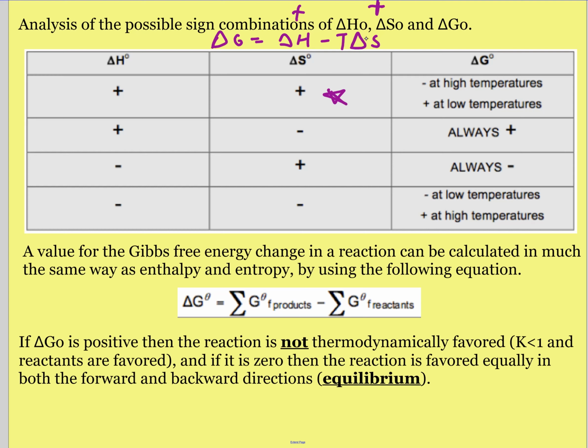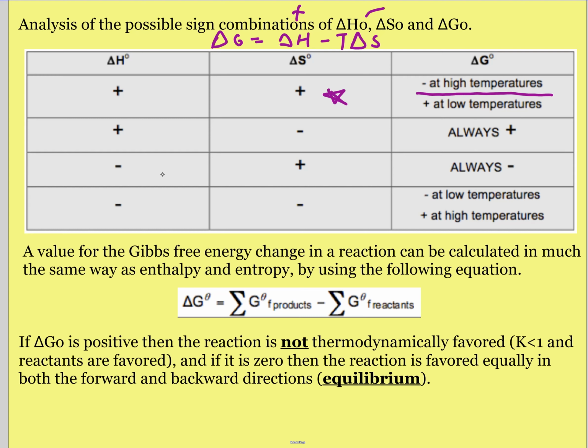If delta S is positive, then we need a big number here so that it dominates, so we need a high temperature. You get a negative delta G at high temperatures, but you'd end up with a positive delta G at low temperatures. So at high temperatures this reaction is thermodynamically favorable, and at low temperatures it's not. If we end up with a positive delta H and a negative delta S, then we get a negative times a negative, so it's always positive, and this reaction is never going to be thermodynamically favorable.